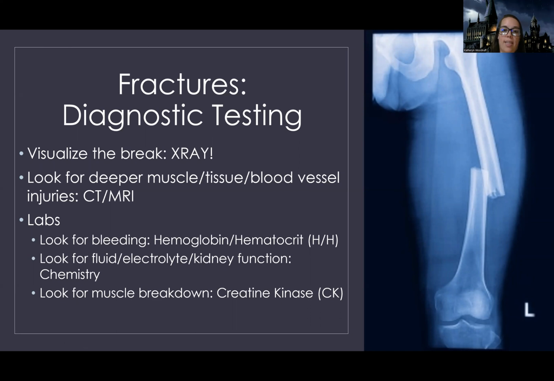So what kind of diagnostic tests do we do for fractures? Usually, of course, we want to visualize, so we want to see that there actually is a break. We usually do this through X-ray. The doctor will usually order multiple X-rays if a fracture is suspected. We may get a CT or MRI if we're worried about deeper tissue, like ligament or blood vessel injury. And then you want to think about your key labs.